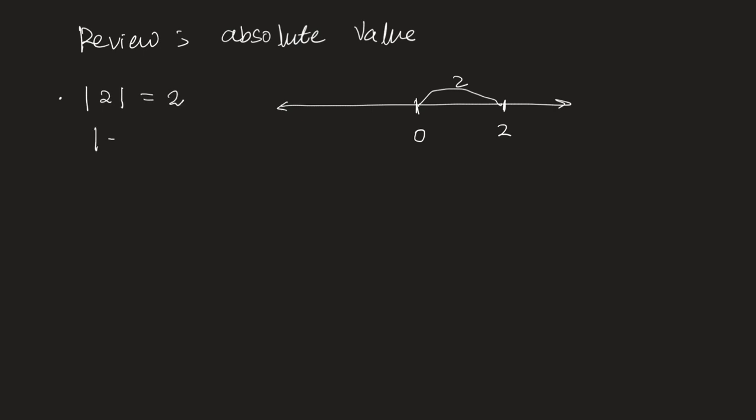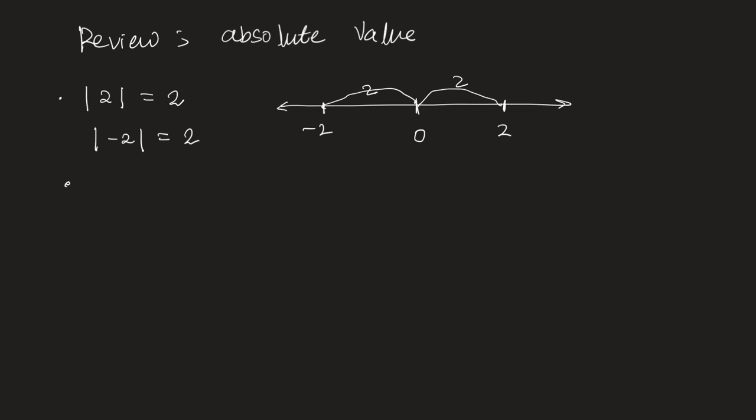How about the absolute value of -2? -2 is right here, guys, right? The distance from the origin is going to be 2. That's also going to be 2. So absolute value means the distance from the origin.